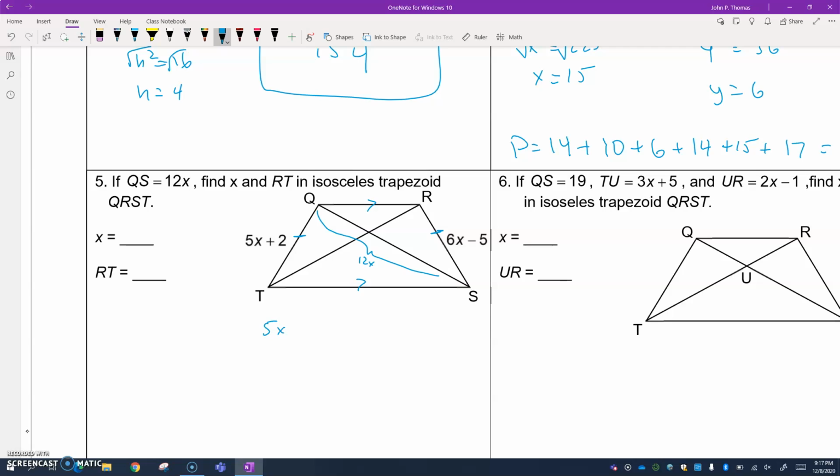So I'm going to start by setting 5x plus 2 equal to its congruent side, the 6x minus 5. All right, add the 5 over, I get 7. Subtract the 5x over, I get x. So x is 7.